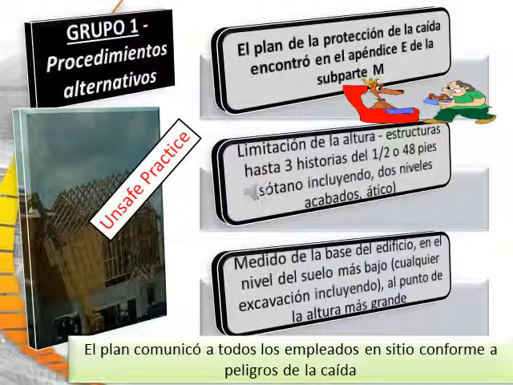Fall protection plan found in Appendix E of Subpart M. The height limitations: structures up to 3.5 stories or 48 feet, including the basement and two finished levels, or an attic. They are measured from the base of the building at the lowest ground level, including any excavation, to the point of greatest height. The plan must be communicated to all employees on site subject to all fall hazards.